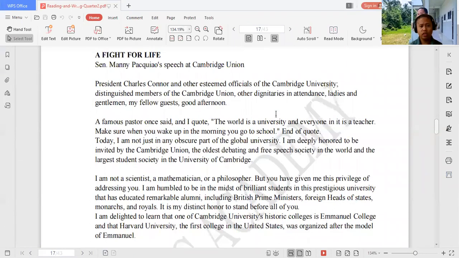President Charles Connor and other esteemed officials of the Cambridge University, distinguished members of the Cambridge Union, other dignitaries in attendance, ladies and gentlemen, my fellow guests, good afternoon. A famous pastor once said, and I quote, "The world is a university and everyone in it is a teacher. Make sure when you wake up in the morning, you go to school."